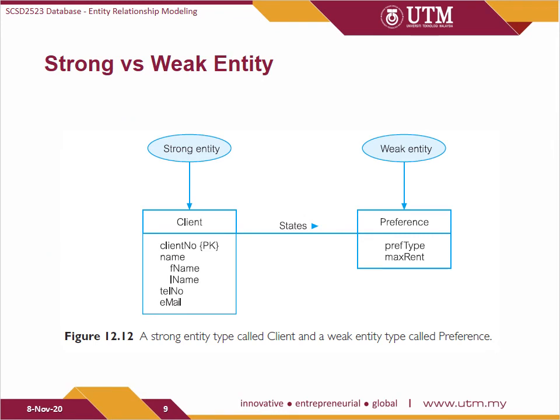Okay, for example, in this slide, we have a strong entity type called client and a weak entity type called preference. We can uniquely identify each preference only through the relationship that a preference has with a client who is uniquely identifiable using the primary key for the client entity type, which is client number. Preference entity cannot exist if the client entity does not exist.